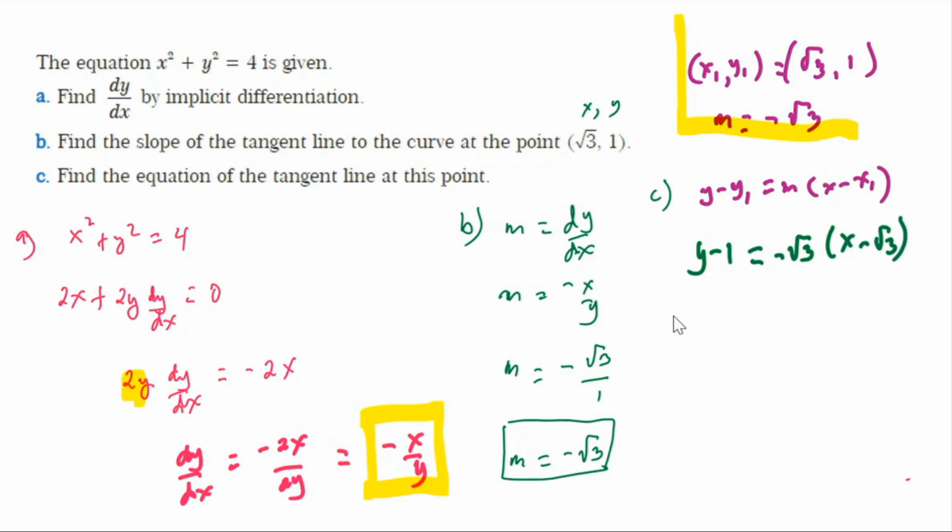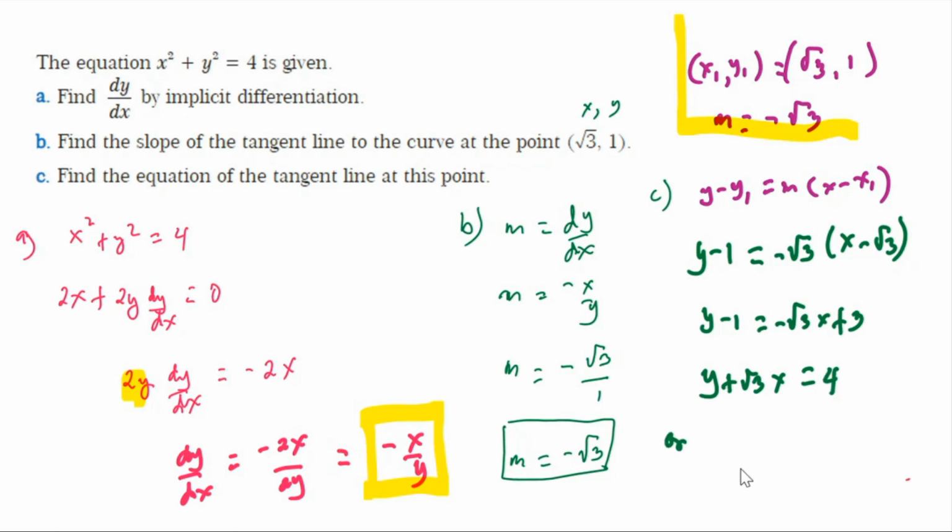So multiplying that one, we can write now y minus 1 is equal to the negative square root of 3 of x. And then we have negative square root of 3 times negative square root of 3, which is just equal to positive 3. Negative times negative is positive, and square root of 3 times square root of 3 is just equal to 3. And then we are going to transpose, and we have here y, then negative square root of 3 becomes positive square root of 3 of x is equal to 3 plus 1, which is equal to 4.